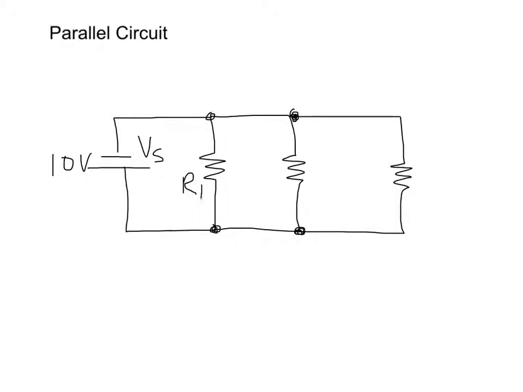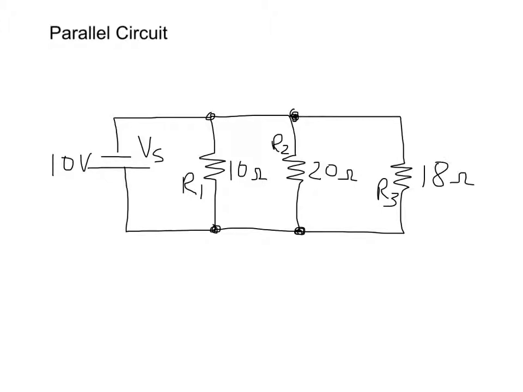This will be resistor R1. We'll make it 10 ohms. This will be resistor R2. We'll make it 20 ohms. This will be resistor R3, and we'll make it 18 ohms.